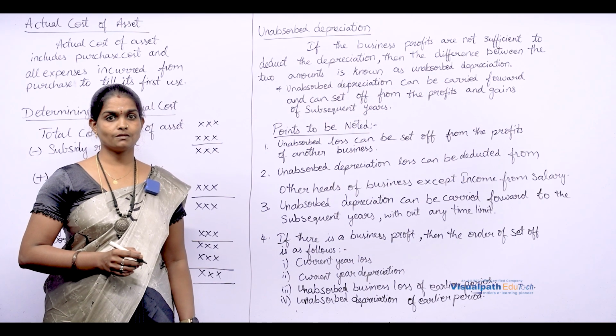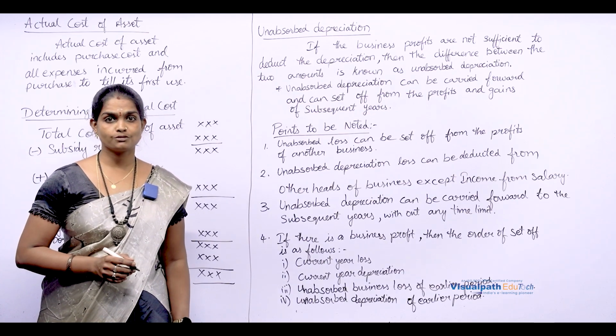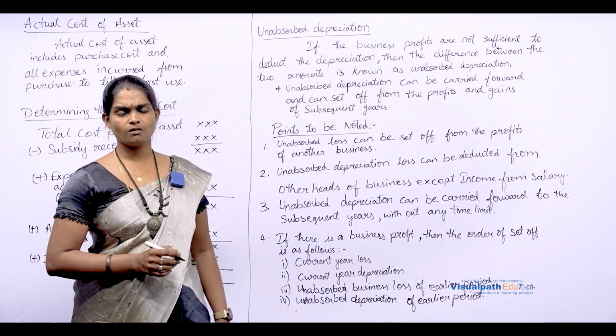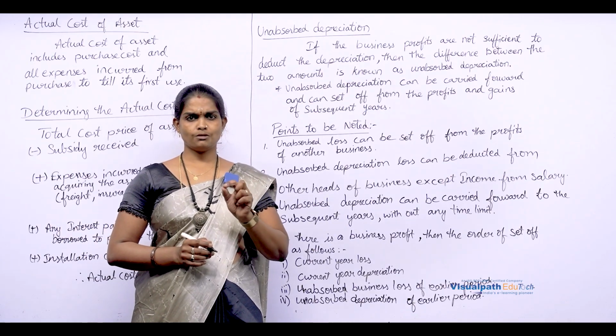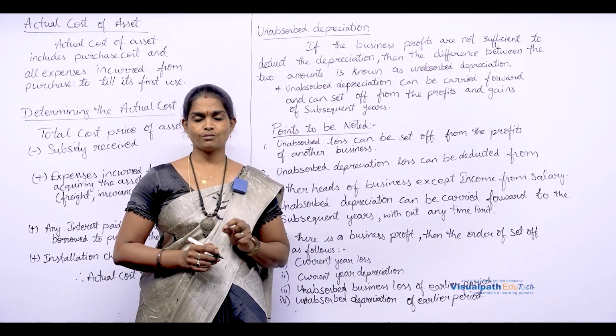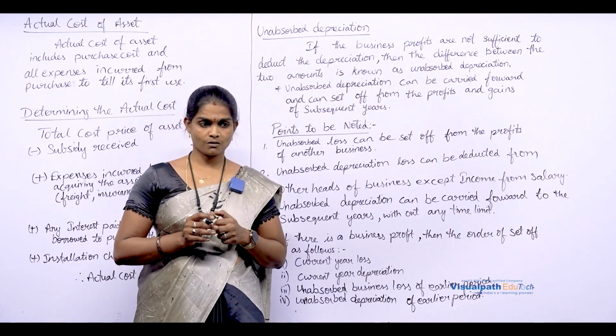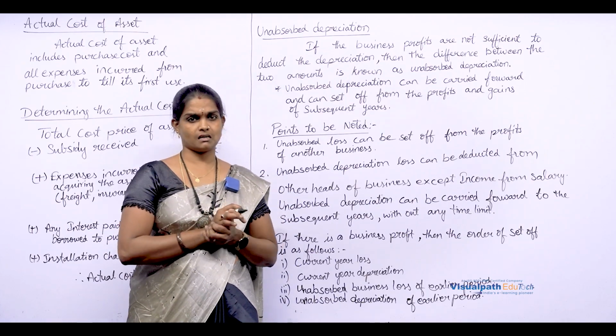We will start with the calculation of the actual cost of an asset. What do you mean by actual cost of asset? I always told you that depreciation will be calculated on actual cost. So how do we calculate actual cost? What is actual cost exactly?